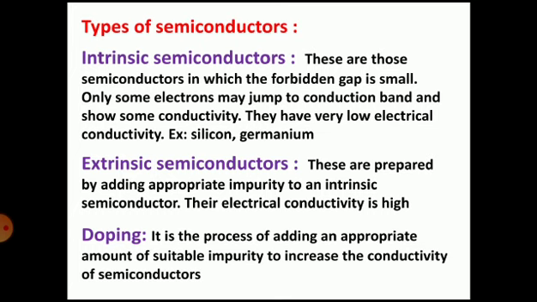Now let us try to understand types of the semiconductor. There are two types of semiconductor. The first one is the intrinsic semiconductor. These are those semiconductors in which the forbidden gap is small. Only some electrons may jump to the conduction band and show some conductivity. They have very low electrical conductivity, for example silicon and germanium.